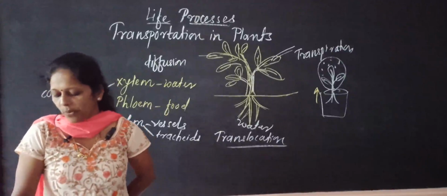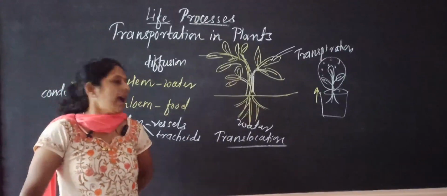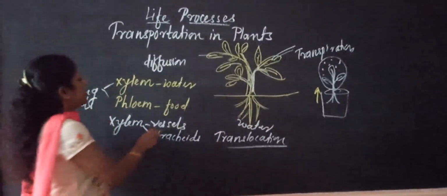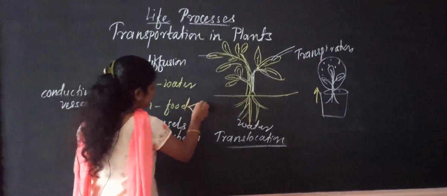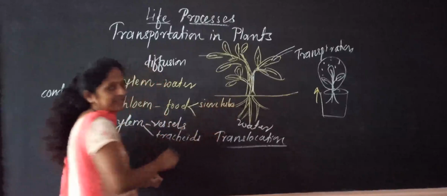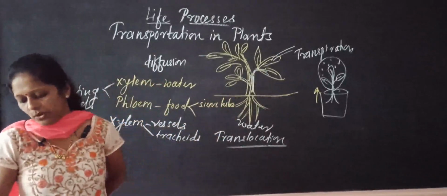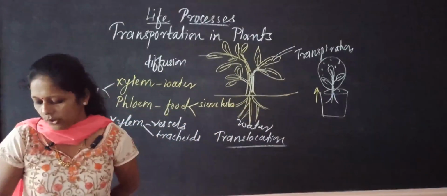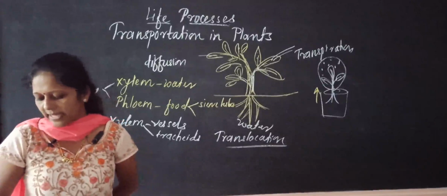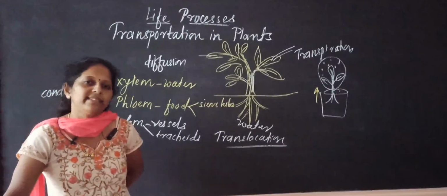The translocation of food and other substances takes place in sieve tubes. As in the xylem there are vessels and tracheids, in the phloem there are sieve tubes and companion cells, which you learnt about in the 9th class. With the help of these sieve tubes, translocation of the food substances takes place, aided by the adjacent companion cells.